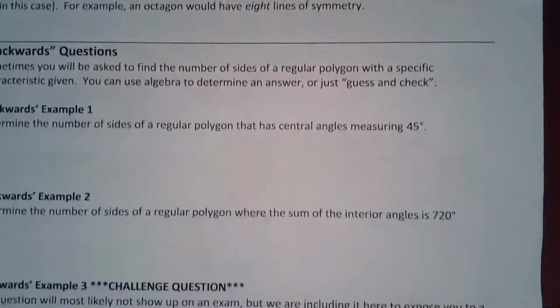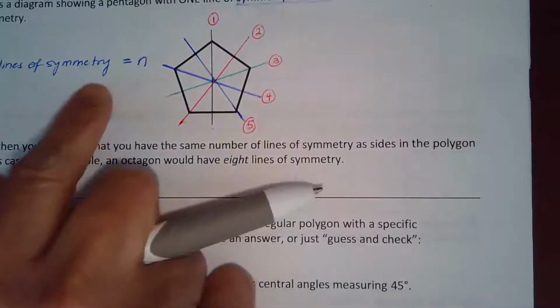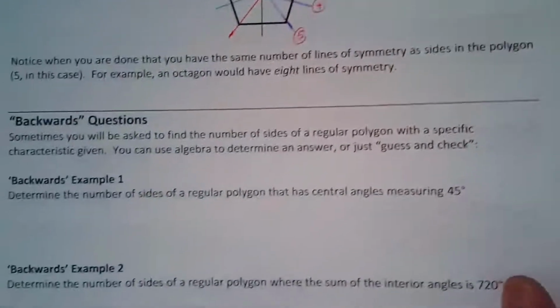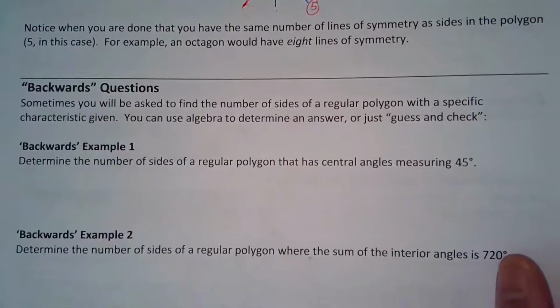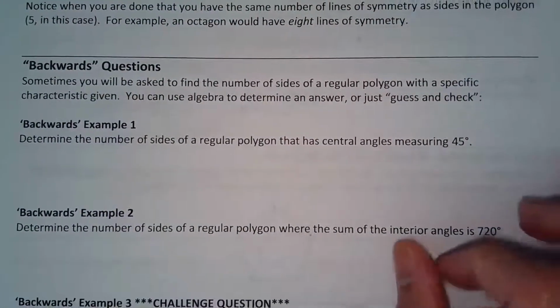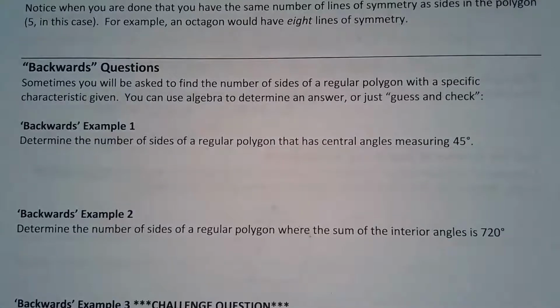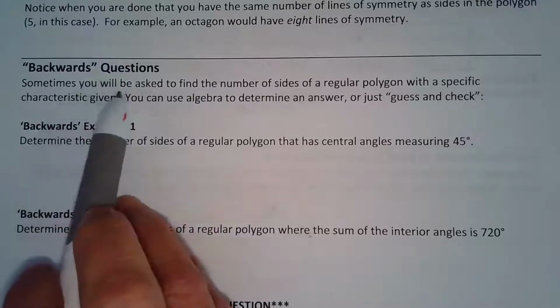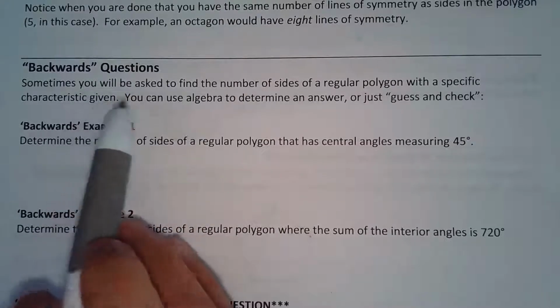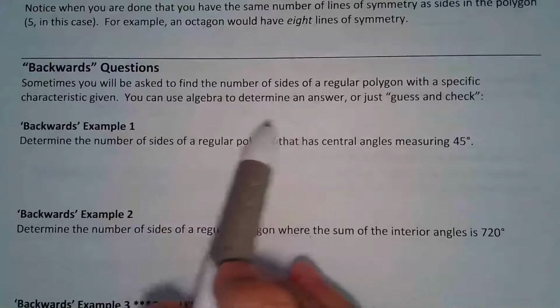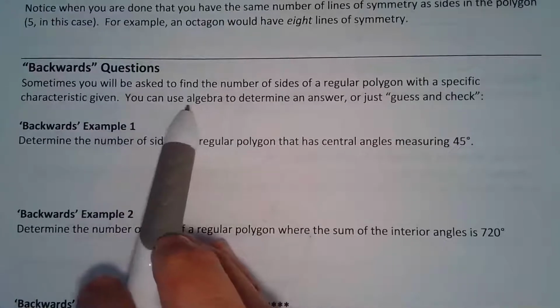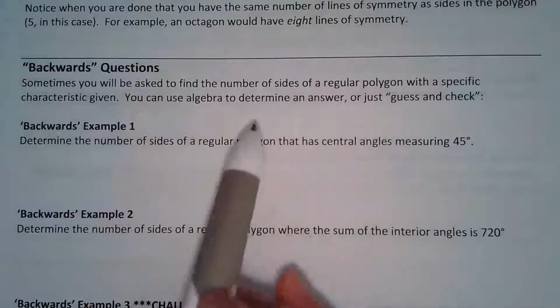now we're on the last bit here. So this is the absolutely easiest question of all. Now, a backwards question is something that we can either do with guess and check, or we can use algebra skills to do this. So sometimes you will be asked to find the number of sides. Like I said, we can either use algebra or guess and check.